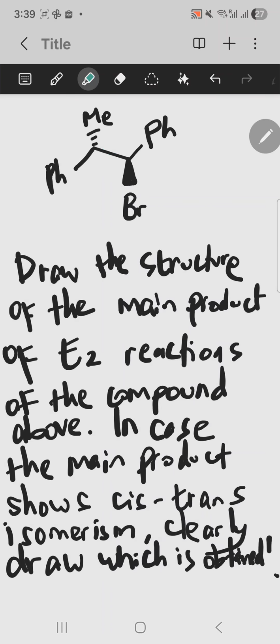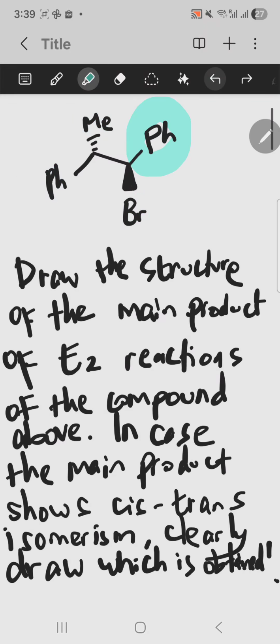So this is the question. Here we have a molecule which has a phenyl group, a bromine group and a methyl group, and they are drawn in this kind of structure, wherein the bromine group is drawn with a bold bond, which means that this bromine position is directing towards the reader, right? Meanwhile, the methyl group is drawn away from the reader. And here is the question.